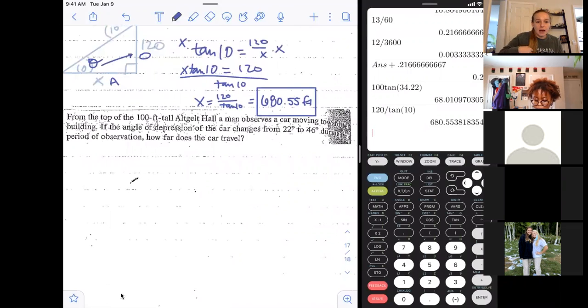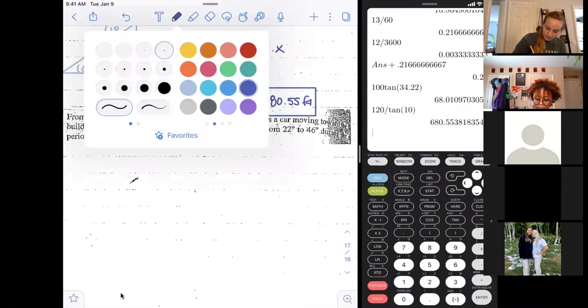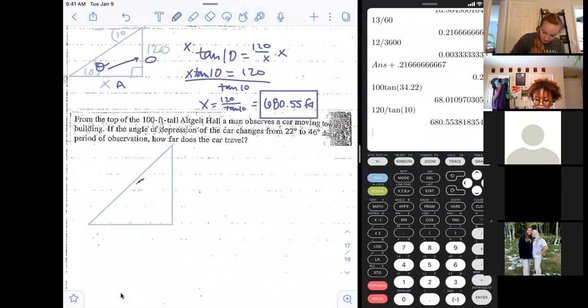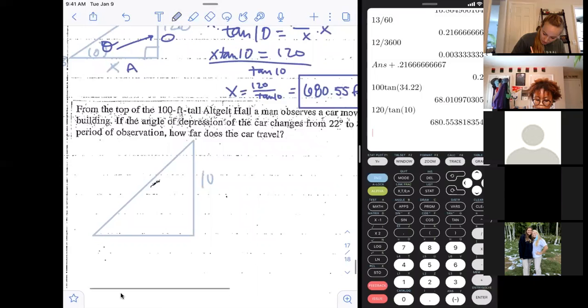From the top of a 100-foot tall building, a man observes a car moving towards the building. Okay, so let's stop there. Let's start drawing. So we've got this shape. We've got a 100-foot tall building. We've got a man at the top, and he sees a car moving towards the building. So the car is moving towards the building.